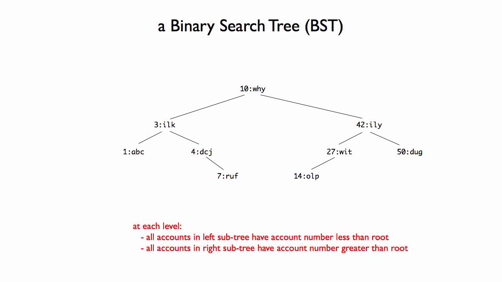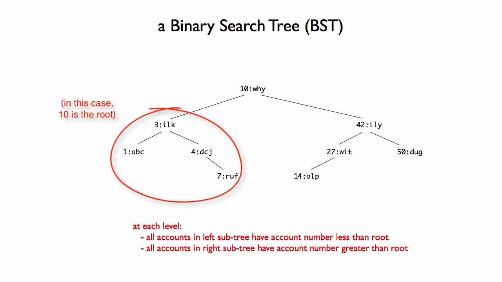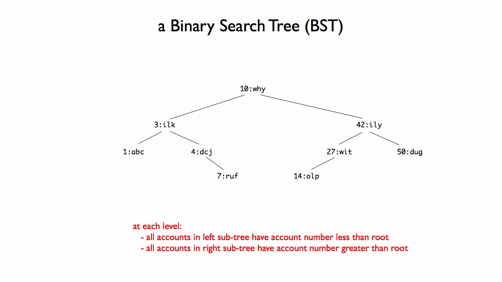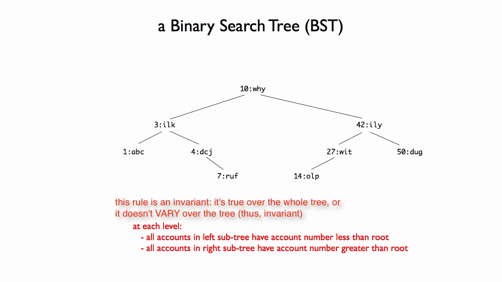And the important thing about a binary search tree is that at every single what's sometimes called a node, all the accounts in the left subtree of that node have a number less than the root, and all the accounts in the right subtree have a number greater than the root. So everything in this part over here has an account number less than 10. Similarly, everything in this part here, below and to the right of 3ILK, has an account number greater than 3. And this rule here is called an invariant, and it holds true over the entire tree. That's what it means for it to be an invariant. It's true over the entire tree.